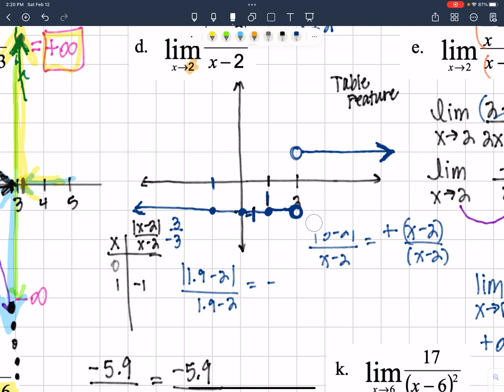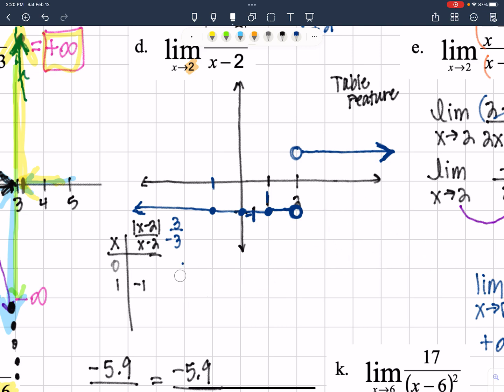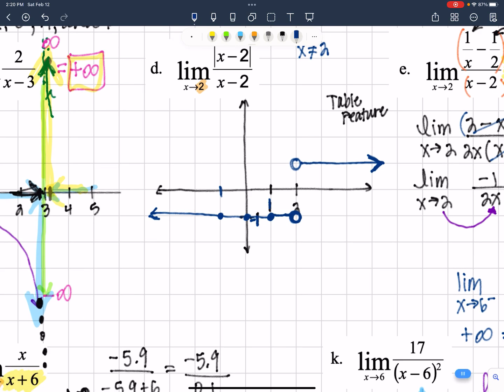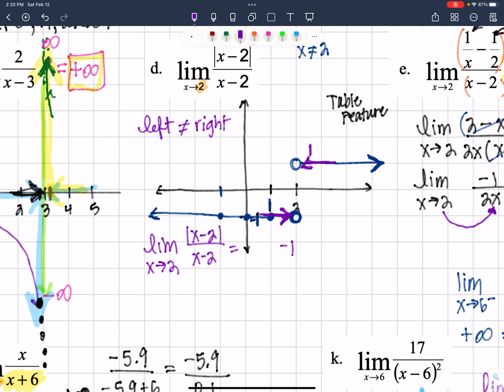So now that we can see the graph of this function, we can see what's happening when we put a 1.9 in. And you can also do this algebraically. So let me take it from here. The left-hand side of 2, we're getting a negative 1 for our output. The right-hand side of positive 2, we're getting a positive 1. So the left does not equal the right. Therefore, the limit as x approaches 2 of the absolute value of x minus 2 over x minus 2 does not exist. Does not exist.